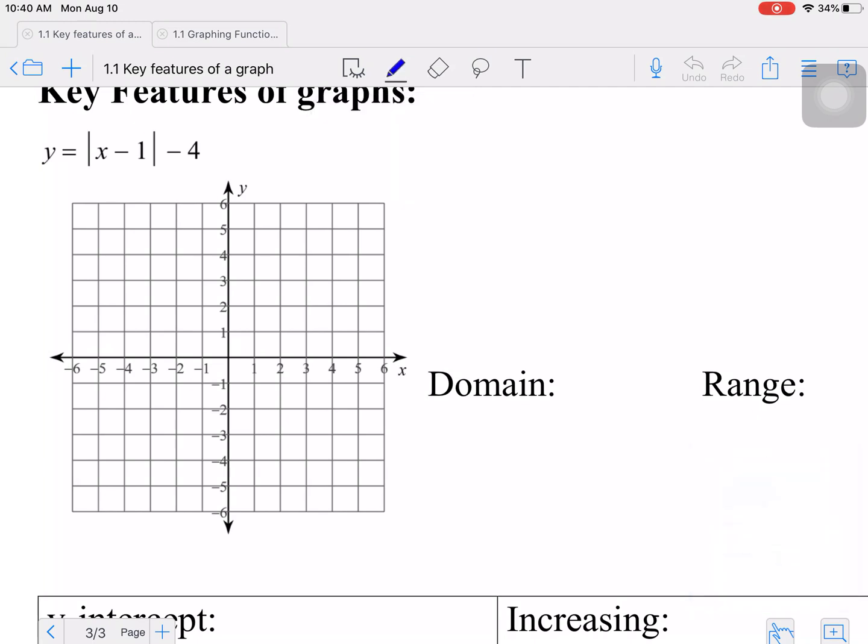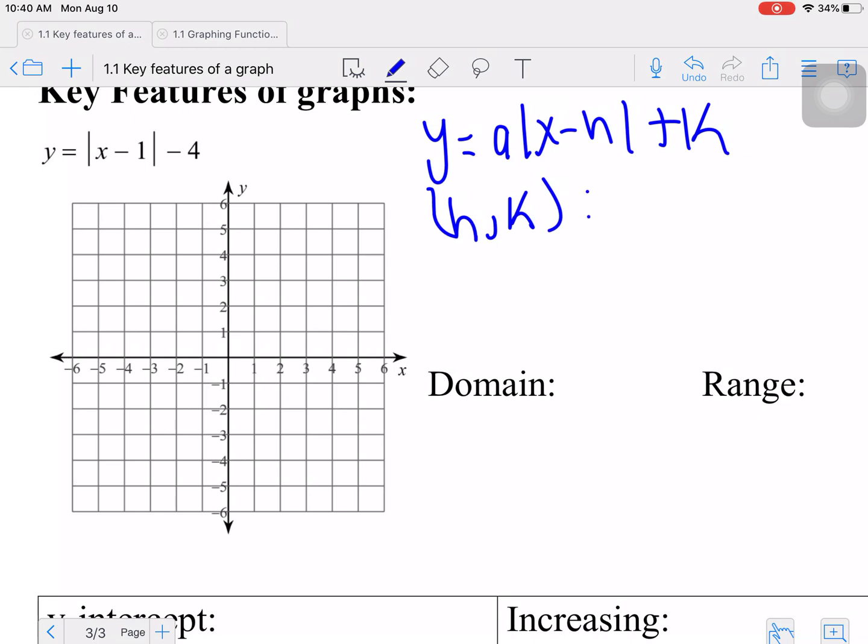So I'm going to go ahead and graph the function. That is an absolute value function. So if you remember from our previous lesson, this is in the form of HK. So the first thing that I've got to go find is my HK, which in this case is going to be 1 comma negative 4. Remember that your H value switches the sign. Your slope in this case, notice that there's nothing there. Your slope in this case is going to be 1 or positive 1.